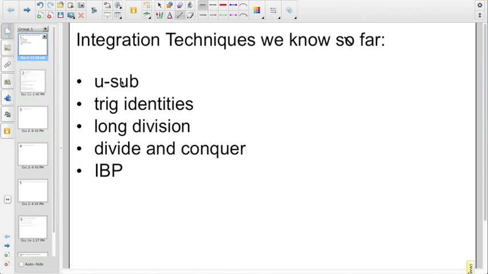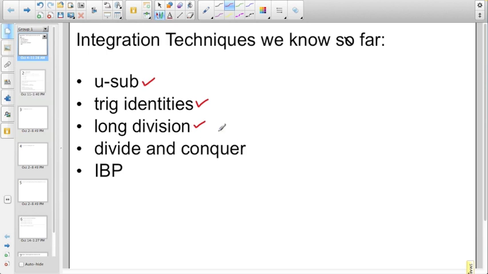So far in this unit, we've discussed doing a U-sub for possible methods of integration. We've discussed trig identities, integrating sine and cosine, things of that nature. We've discussed long division, divide and conquer with fractions, and integration by parts. And what we're going to do now is use some integration techniques dealing with trig identities and how to manipulate those trig identities in an integral.